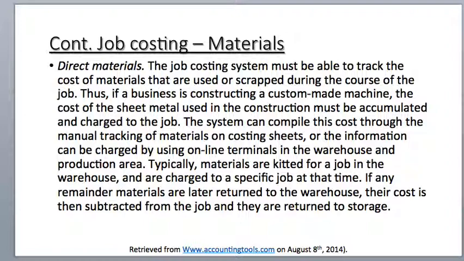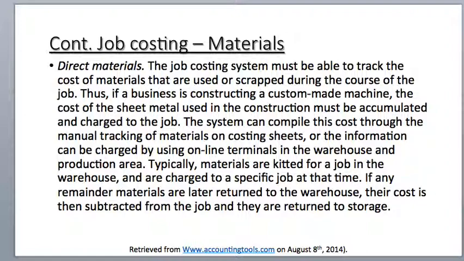Continuing with job costing, materials. So, direct materials. The job costing system must be able to track the cost of materials that are used or scrapped during the course of the job. Thus, if a business is constructing a custom-made machine, the cost of the sheet metal used in construction must be accumulated and charged to the job.